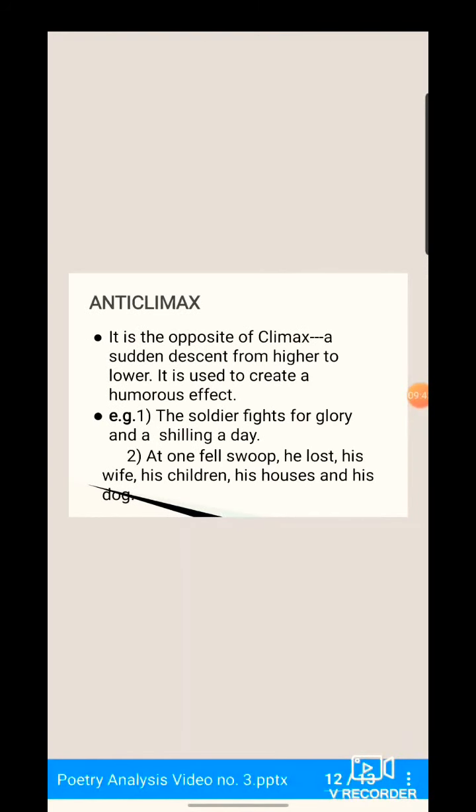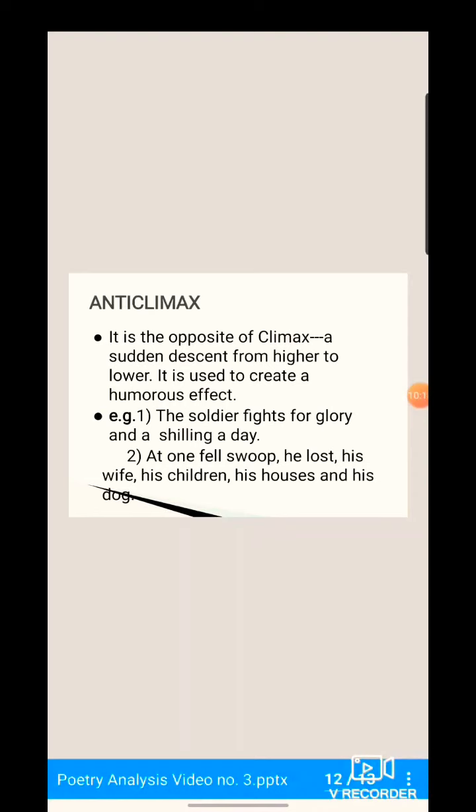The last figure of speech in this video is anticlimax. It is the opposite of climax. It is a sudden descent from higher to lower. It is a sudden fall from a lofty to a mean, from an elevated to a commonplace subject, producing a ridiculous effect. In short, it is used to create a humorous effect.